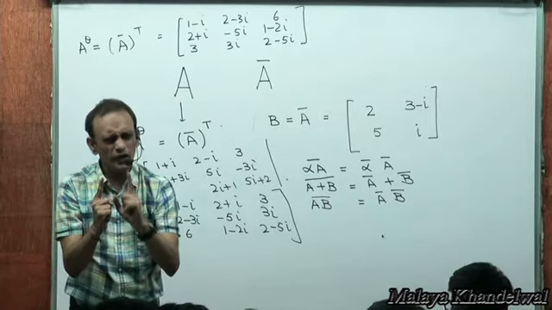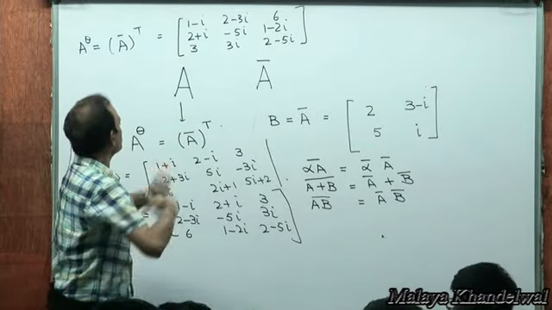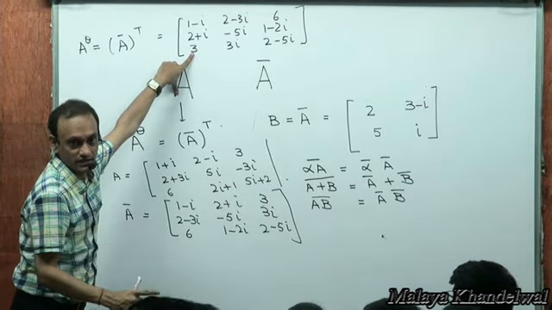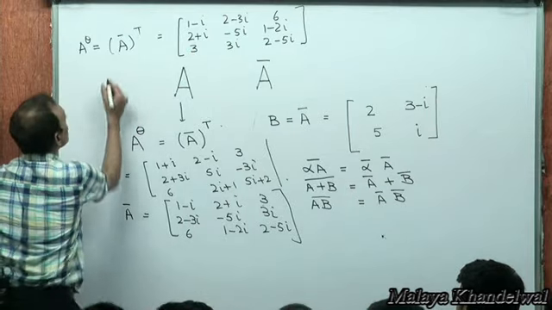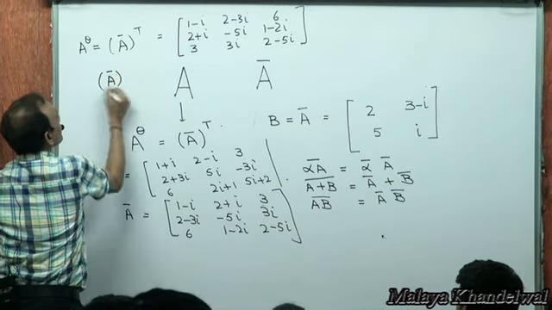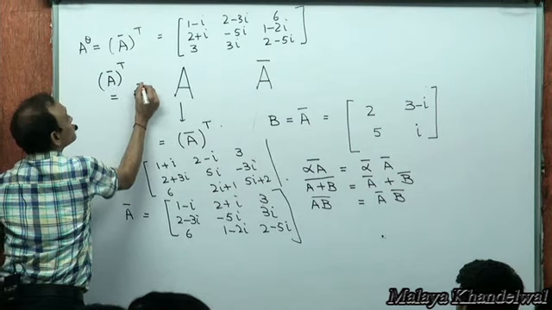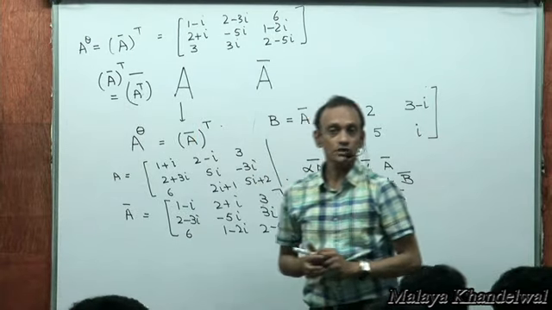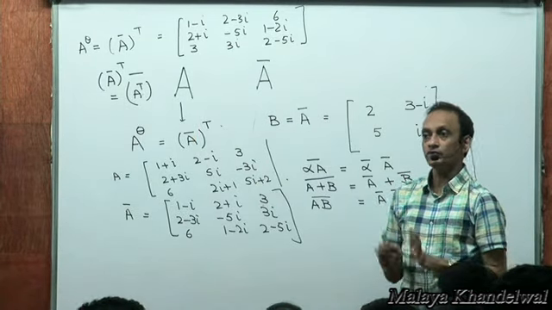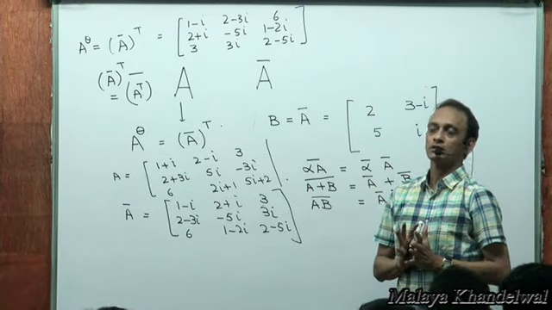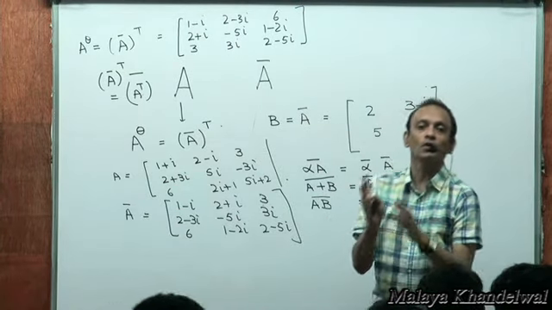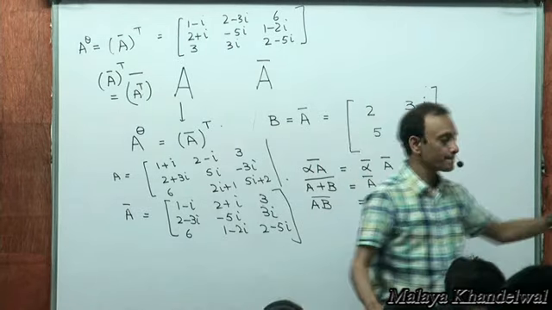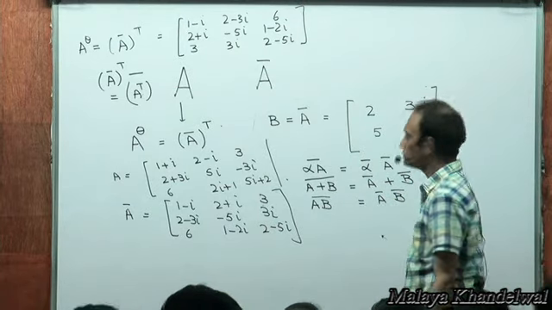Now, do you realize nothing would change if I interchange the operations? That means if I transposed A and then took the conjugate, I'd get the same matrix. That means A theta is the same as A transpose and then the bar of this. Yes or no? I could have swapped the operations, taken transpose and bar, or bar and then transpose. Clear?